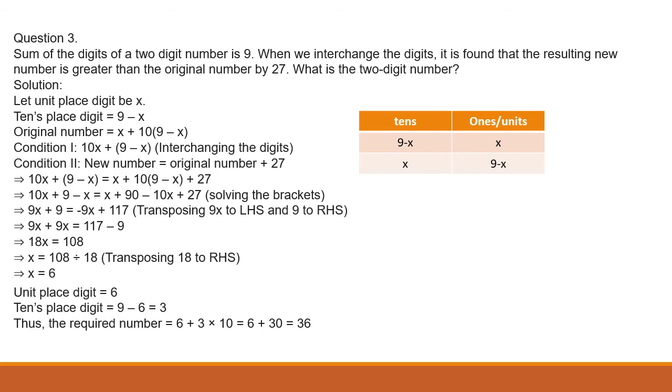Yes, we come to question number 3. Children, the sum of the digits of a 2-digit number is 9. That means, children, let us consider the 2-digit number as 45. This is not the answer, children. I am just giving an example. Let us consider the 2-digit number 45.